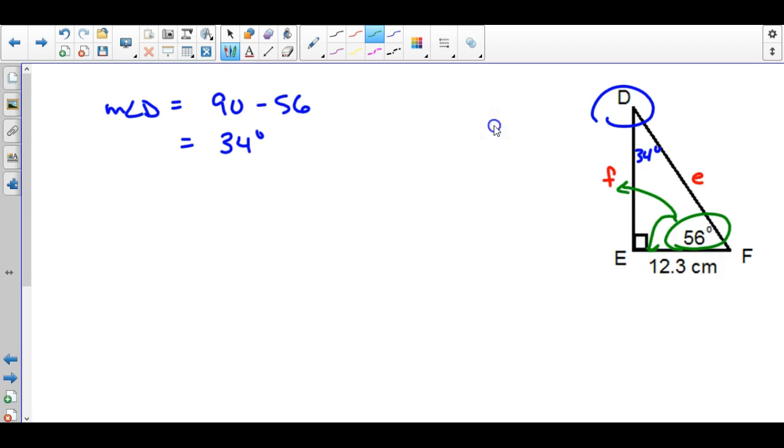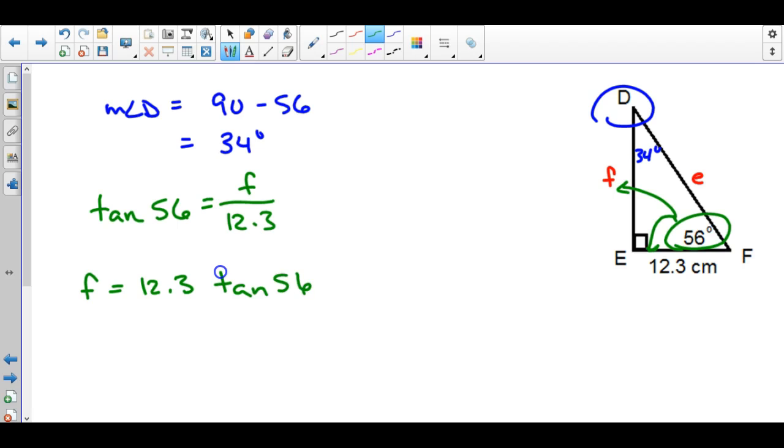So if I'm going to be using my opposite and adjacent, that means I'm going to be using my tangent function. So tan 56 equals F over 12.3. In order to isolate the F, right now it's being divided by 12.3, so I'm going to multiply both sides by 12.3. So F is going to equal 12.3 times the tangent of 56. You can throw that in your calculator, 12.3 tan 56, and I'm getting 18.2, and that would be centimeters. So F is 18.2.